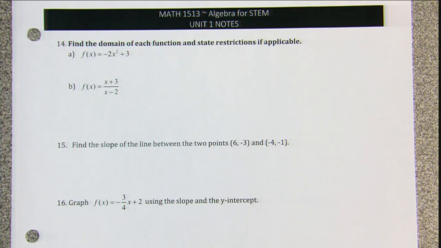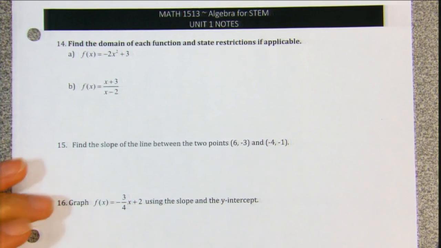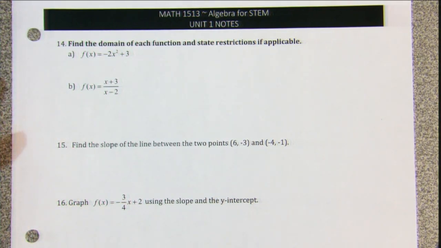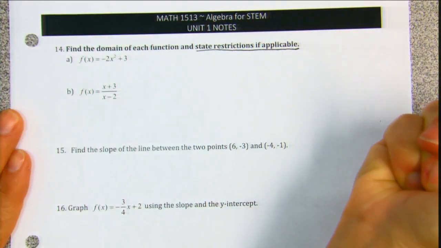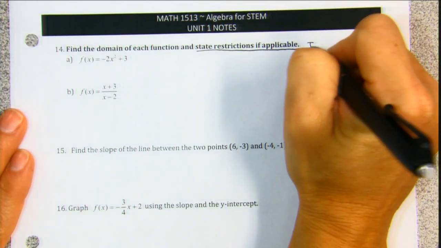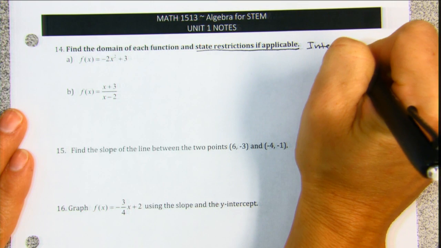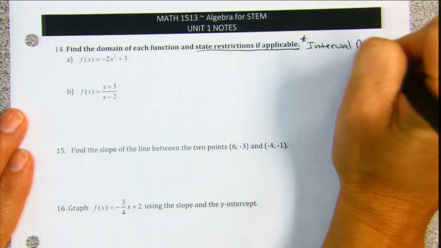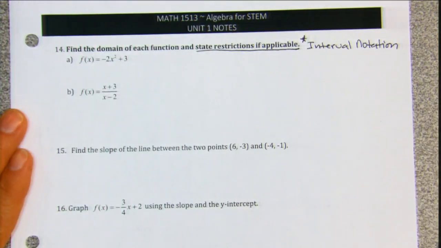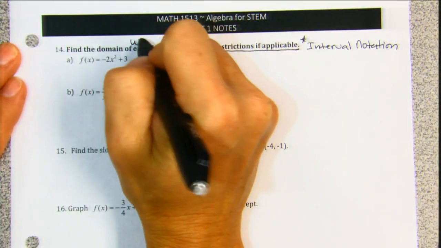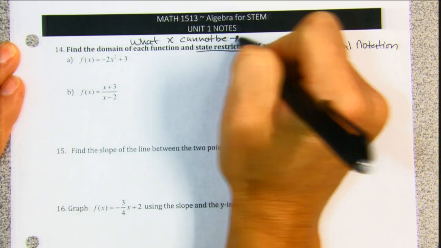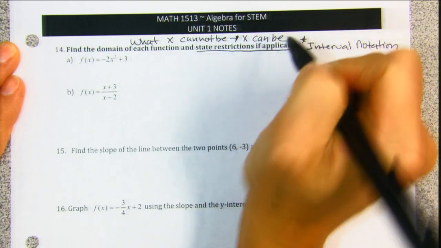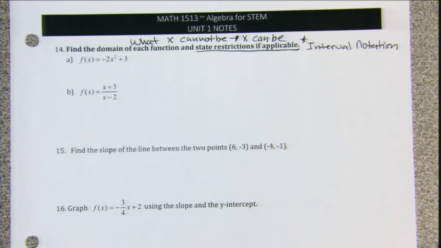All right, let's look at 14. Find the domain. What does domain mean? Do you guys remember? X. So one thing that I like to think is that you're stating the restrictions. And once we find the domain, we're going to state the domain in interval notation. But basically what we want to know is what x cannot be, so we can find what x can be. That's pretty much what domain is, simplified as much as possible.